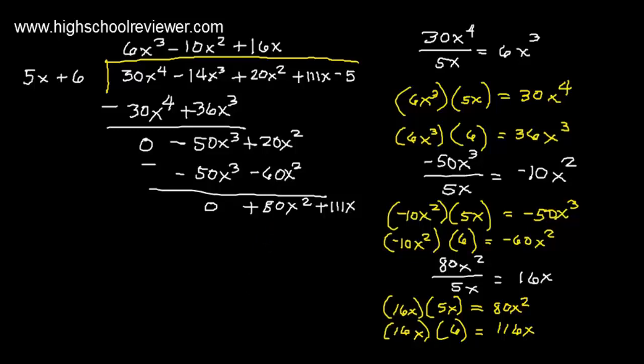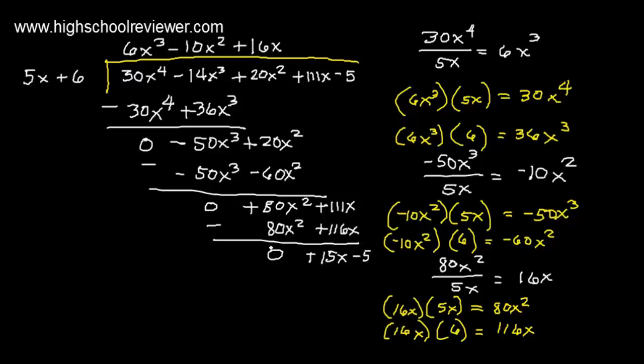So we will have here positive 80x squared, 80x squared. And then put 116x on the same column of 118x. This will be plus 116x. And then do the subtraction. So 80x squared minus 80x squared, this is 0. And positive 111x minus positive 116x. This will give us positive 15x. And bring down the last term, which is negative 5.